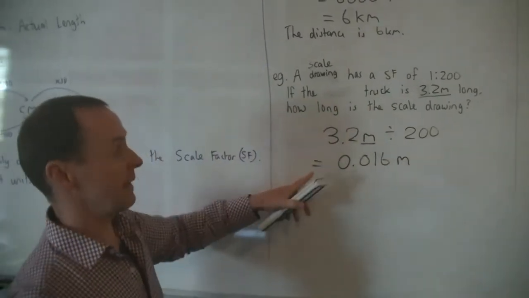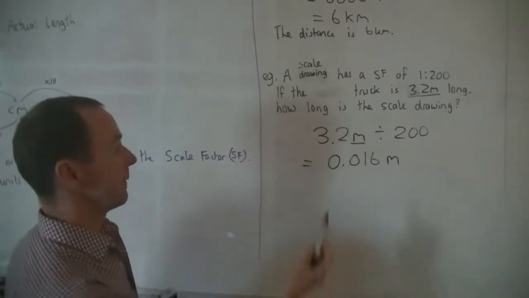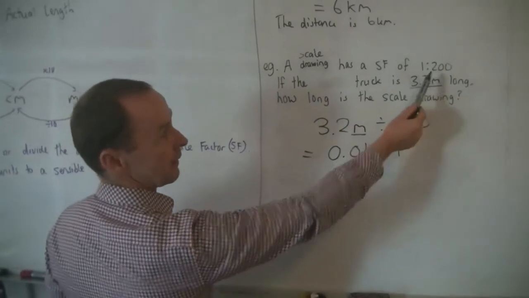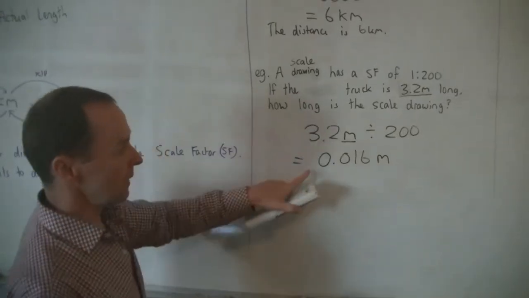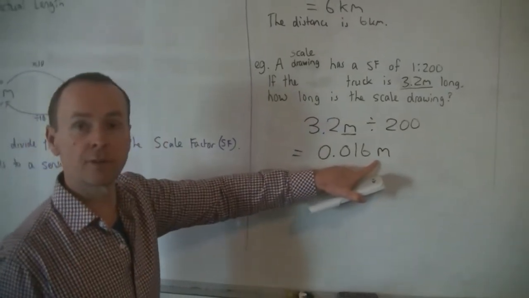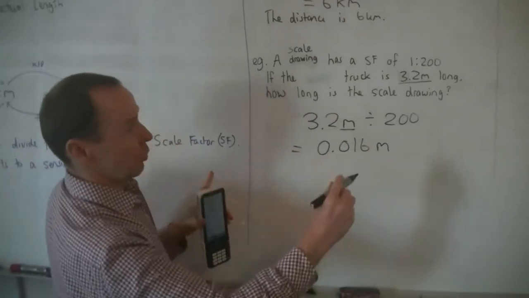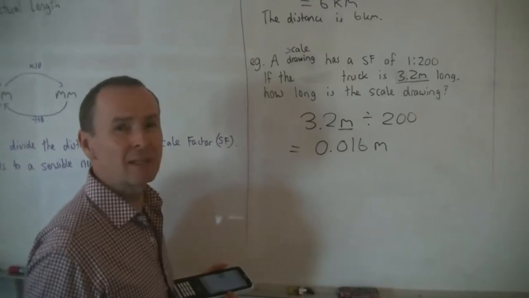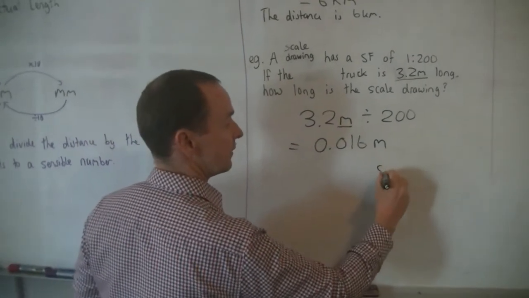That's our answer, but it's not sensible units. So remember, there's only two steps. The first one, you decide whether you multiply or divide by the scale factor. This time we want it to be smaller, so we divide. So there's our answer. Now we convert to sensible units. If I said my drawing is 0.016 of a metre, people will say, how big is that? It makes no sense. So let's convert this to centimetres next.